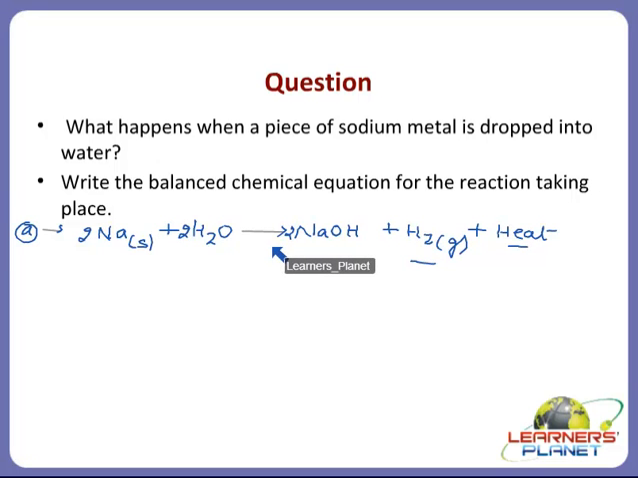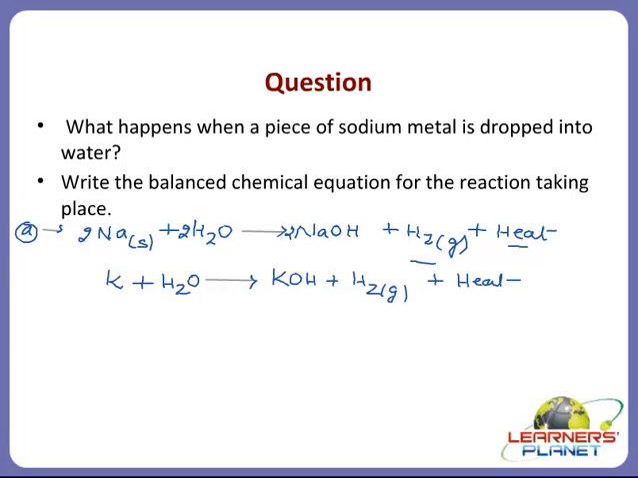Likewise, if a piece of potassium is dipped in water, potassium is more reactive than sodium. So what will happen? Potassium will also react with water and will form potassium hydroxide, that is KOH, plus H2 gas, plus heat. Again, the heat released will burn hydrogen. So this is your reaction of metal with water.